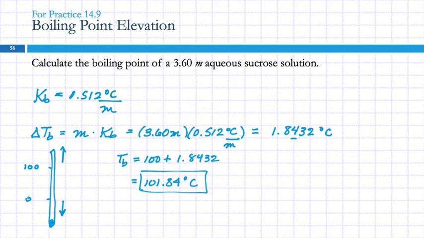Any questions? Does it always go up for solutions? Yes, the boiling point always goes up, and the freezing point always goes down. And it's because of how the solute particles interfere with the process of melting and boiling. Yeah. Any other questions?